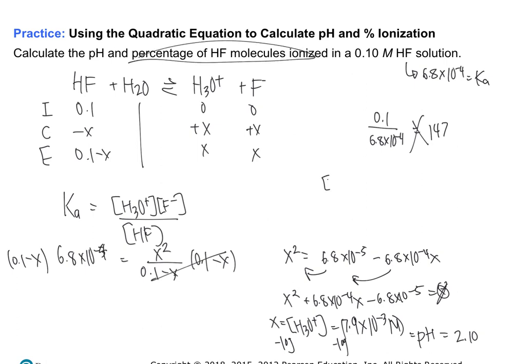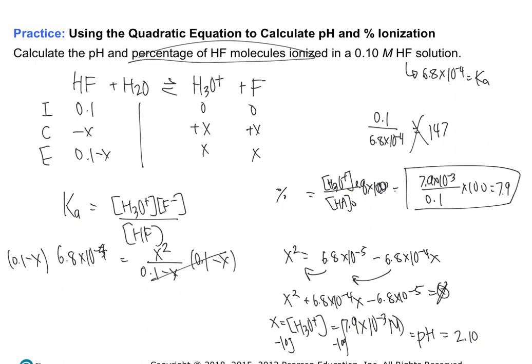Remember, it's going to be H3O plus over our initial HA times 100 for percent ionization. So I'm going to have my hydronium, which I just found, 7.9 times 10 to the negative 3rd, divided by 0.1 times 100, and that's 7.9. So we were good to not do the approximation because this is higher than 5. So we're good. And this little anecdotal way I do it usually works out pretty well.